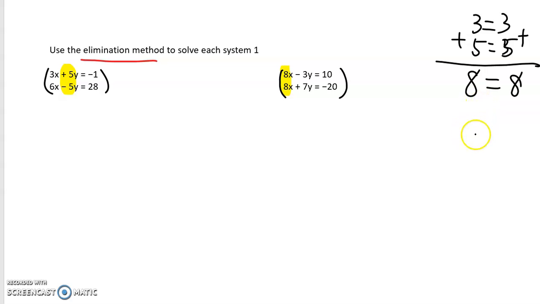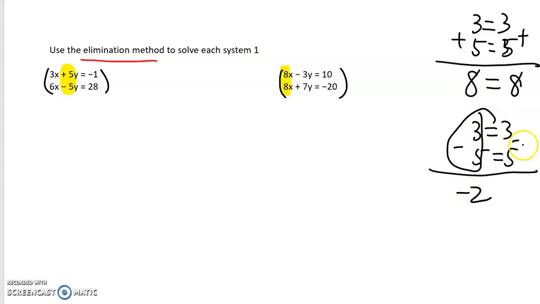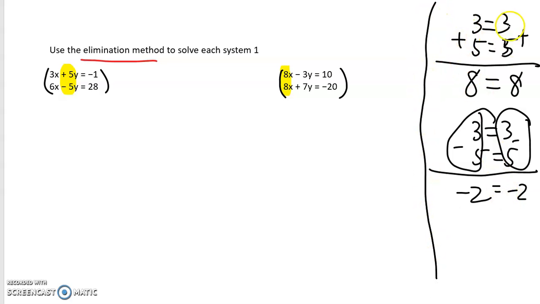And we can also subtract them. So if we have 3 equals 3, 5 equals 5, then we can do subtraction. 3 minus 5, subtract the left-hand sides and subtract the right-hand sides, and we know they're still equal to each other. So because equations have this property, we can use this idea.